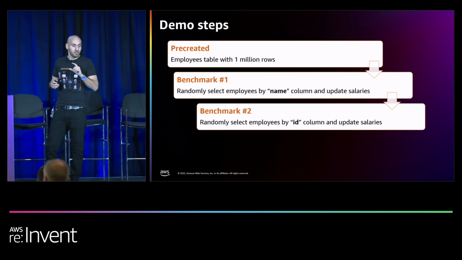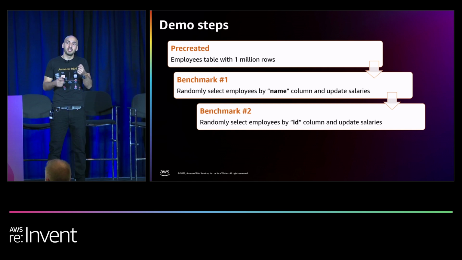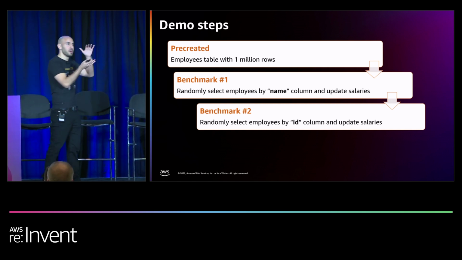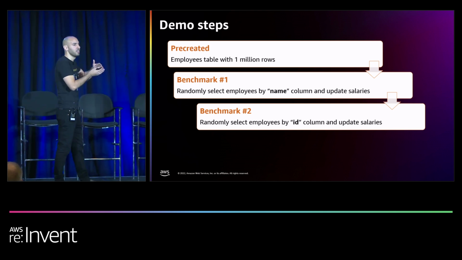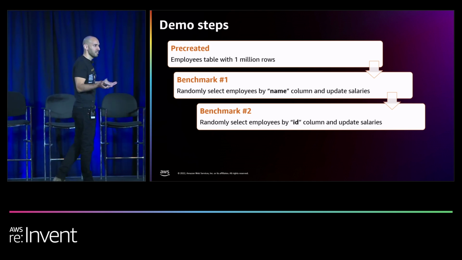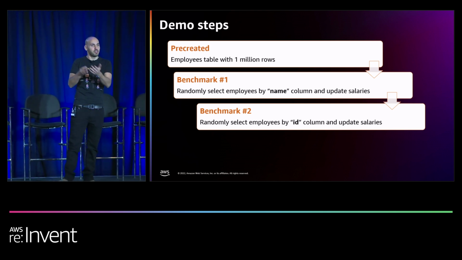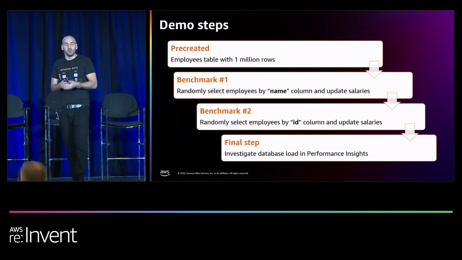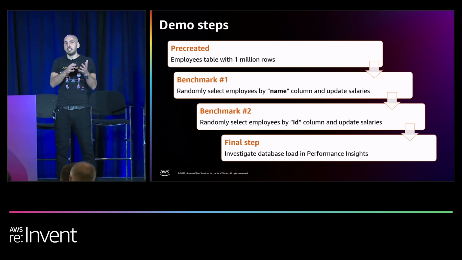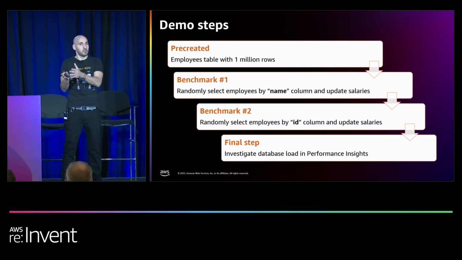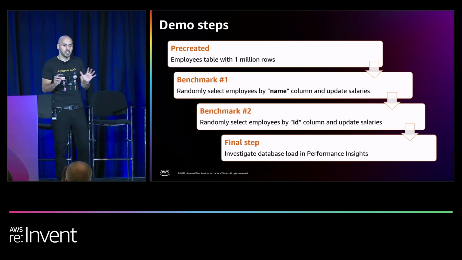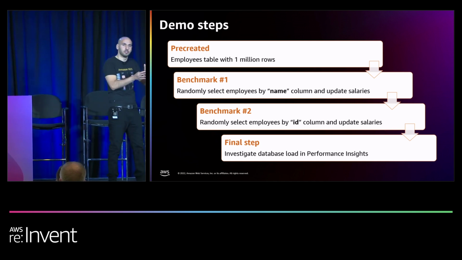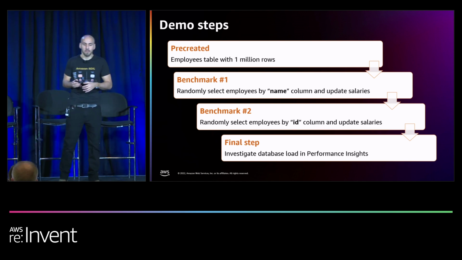But in the second execution, we're going to search for the employees by their ID. Very simple difference, right? First execution, we will search by a name column which is not indexed. It will create a lot of full table scans. Second execution will be based on an index search, so it will be much more efficient. And then I would like to observe and look at the differences in Performance Insights. So this is what we will do. Very simple. I just want you to see how the data and how the workload is being reflected in Performance Insights.